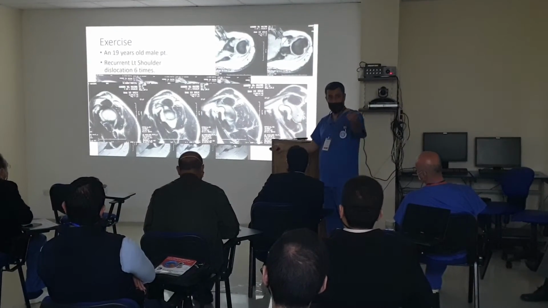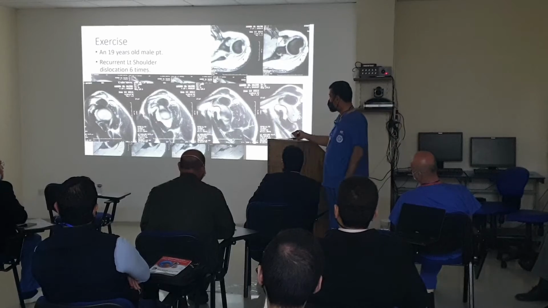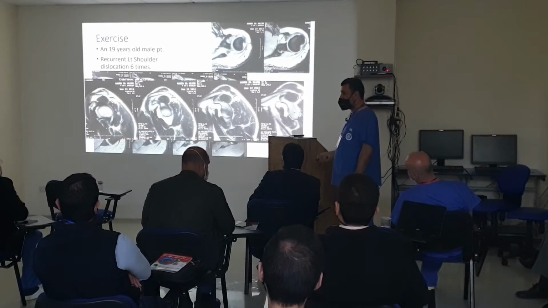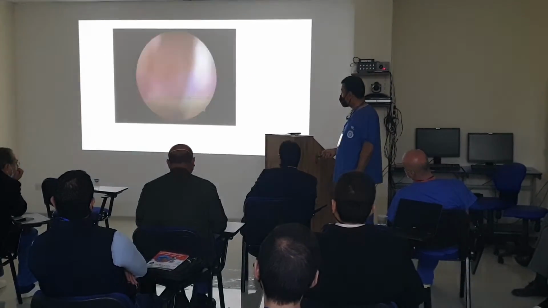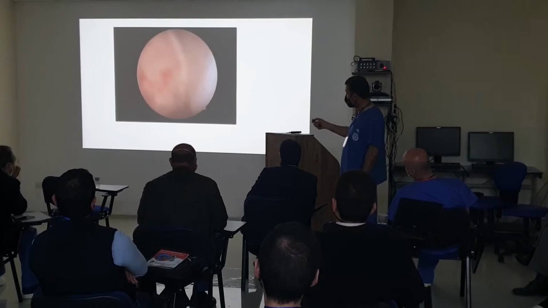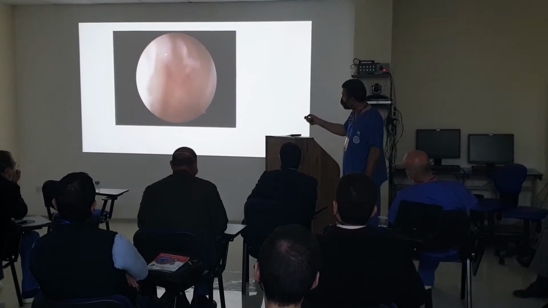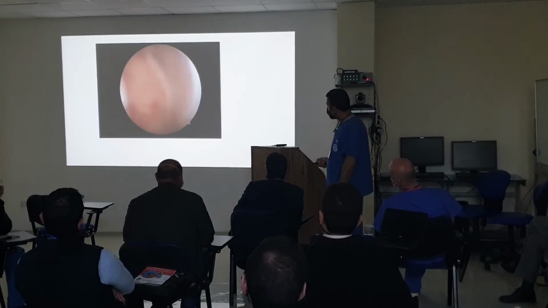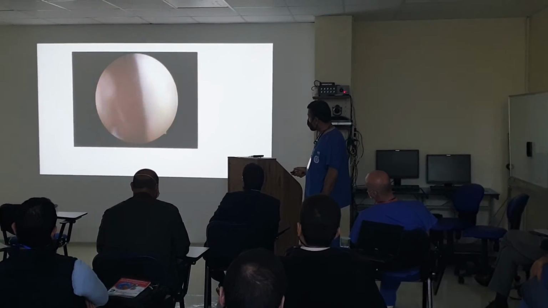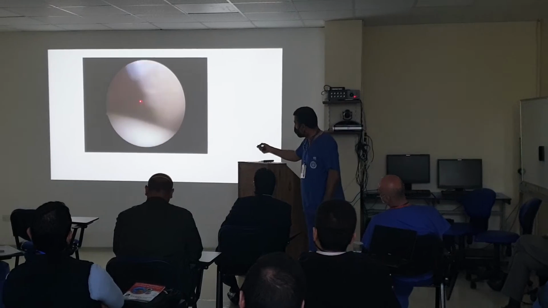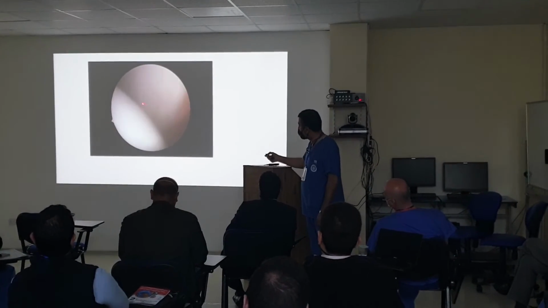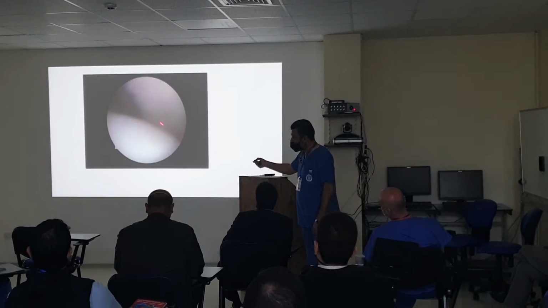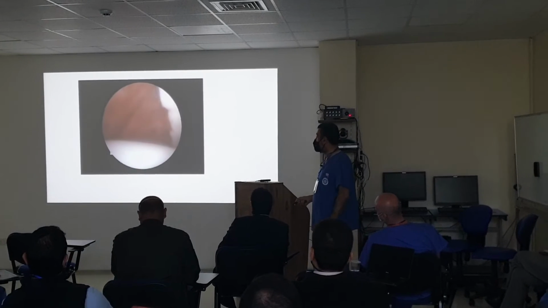And this is the importance of CT. Like Ziad said, sometimes you cannot see the bone by MRI. But when I did the scope, you see here how huge is the Hill-Sachs lesion, and it's engaging anteriorly with the anterior glenoid rim. And if you switch the scope, you will see how huge is the glenoid defect. You see, this is the first spot. There's a large anterior glenoid defect.